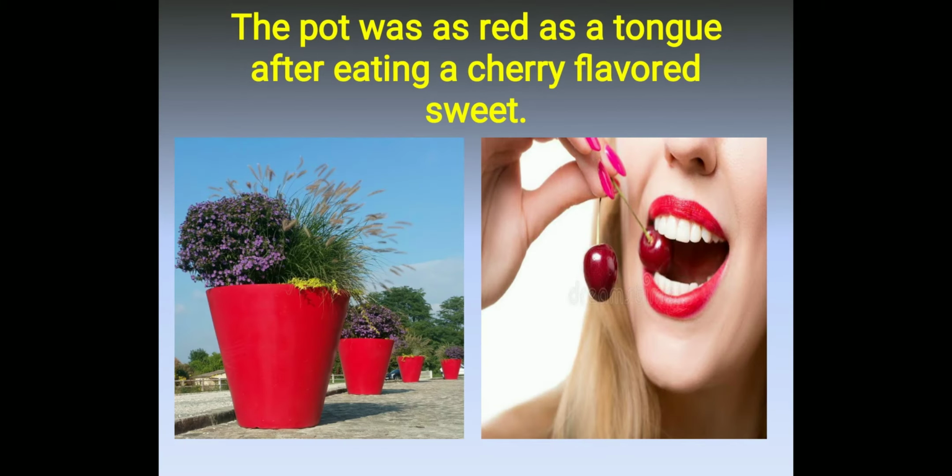Another example, the pot was as red as a tongue after eating a cherry-flavored sweet. So here the poet wants you to imagine the vibrant color red of the pot as he compares the particular color to that of a tongue that turns red after you eat a sweet of cherry flavor. So all of these examples help you to understand how the poet makes use of the particular sense of sight where you can recreate images in your mind and imagine the different pictures.